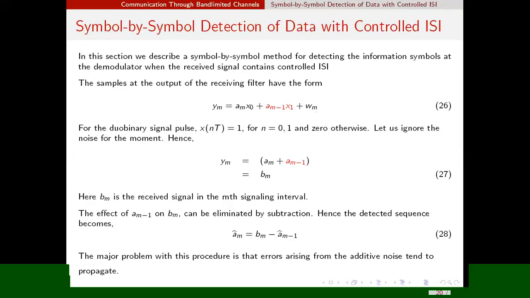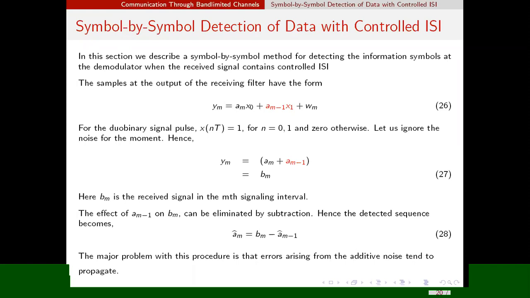So, what do we mean by a controlled ISI? What we are doing is adding an ISI component. Why are we adding this additional ISI? It is to have an increased symbol rate equal to 2W. We should not call it data rate, it should be called symbol rate, to have a symbol rate equal to 2W, where W is the bandwidth of the channel.